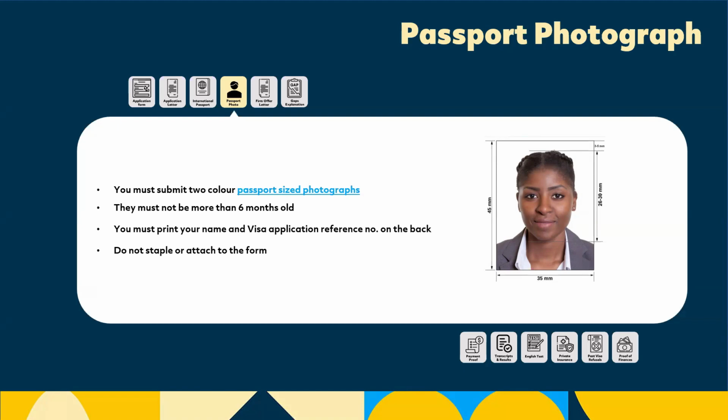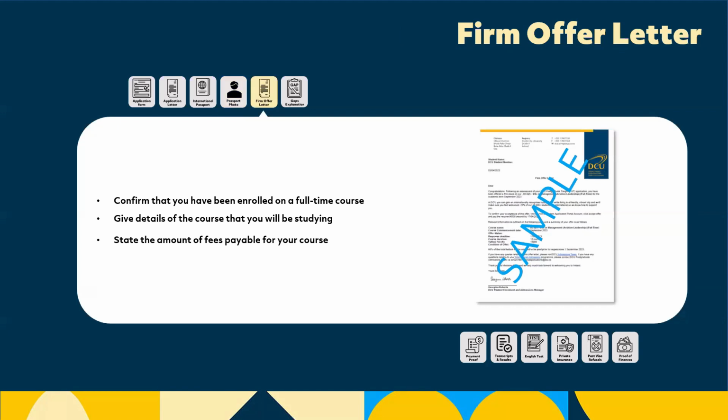Very important, do not staple or attach the photographs to the form. They must be free flowing, and that's why they need you to write your name, so that they can match it to your application. Okay. And then you would need to have your firm offer. Again, this firm offer is compliant with all that is required. It gives full details of the course that you are enrolled on. It also gives details and the amount of your fees that is payable as well.